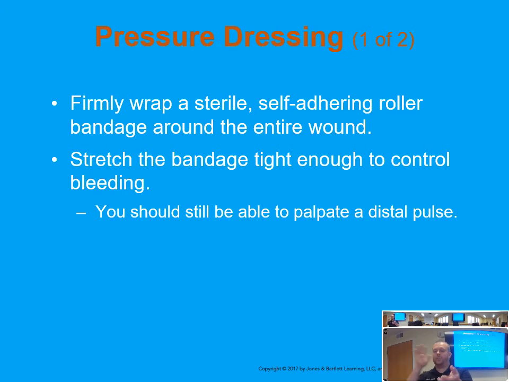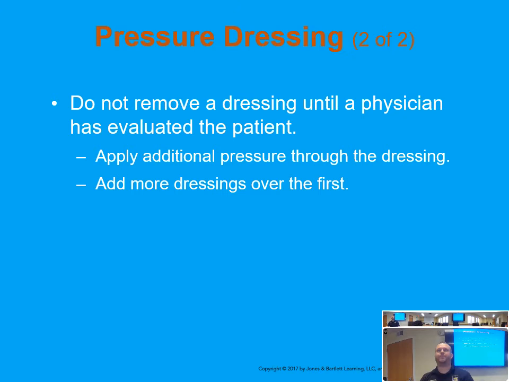The patient can also help you do that if you're having trouble. Firmly wrap with a sterile self-adhering roller bandage around the entire wound, stretching the bandage tight enough to control the bleeding. You should still palpate a distal pulse, so make sure you do CMS before and after, just like with splinting, making sure that your bandage isn't so tight that it stops the bleeding and effectively becomes a tourniquet.